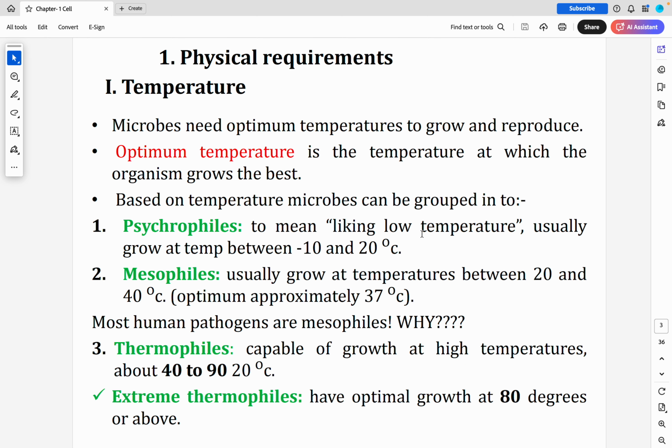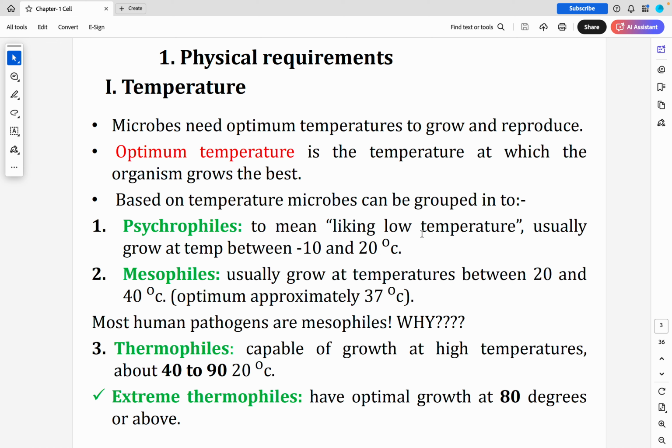So for the physical requirements, the first one that we always remember is temperature. Microbes have optimal temperatures that allow them to grow and reproduce, allow them to divide and increase in terms of cell number. And based on temperature, we have some categories of microbes. So we have psychrophiles, which have preference to low temperature, usually at freezing temperature and up to 20 degrees Celsius. Mesophiles, which grow at temperatures between 20 and 40 degrees Celsius, optimum approximately at 37. Most medically significant microbial pathogens belong in the mesophile criteria.